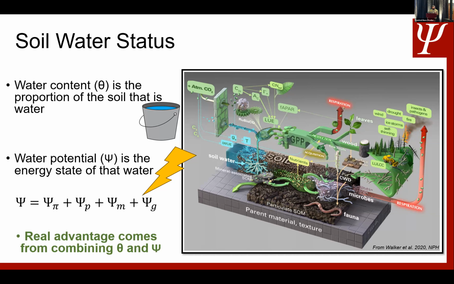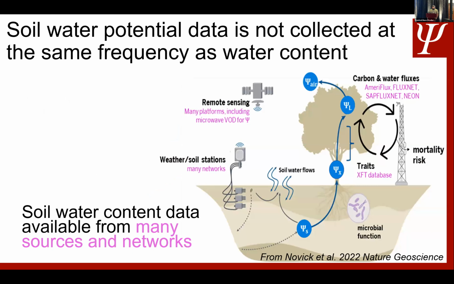And the real advantage of these two measures is when we can combine both how much water is in the system and how much energy is in the system to do work to help increase plant productivity and increase GPP and carbon fluxes. And this is where the issue really kind of begins. So we have an awesome network of sites. We have soil water content data available from all sorts of different sources, different frequencies, whether we're looking at mesonet sites across different ecosystems or different state levels.